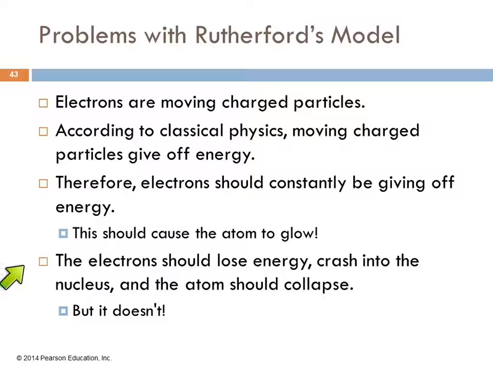The electrons should be losing energy. They're giving off energy. The energy of the universe is constant. That energy has to come from somewhere. They could only have so much energy, and if they're losing it, then they're going to become less energetic, and they should crash into the nucleus, and the atom should collapse, but it doesn't. Classical physics doesn't explain how the atom can be stable.